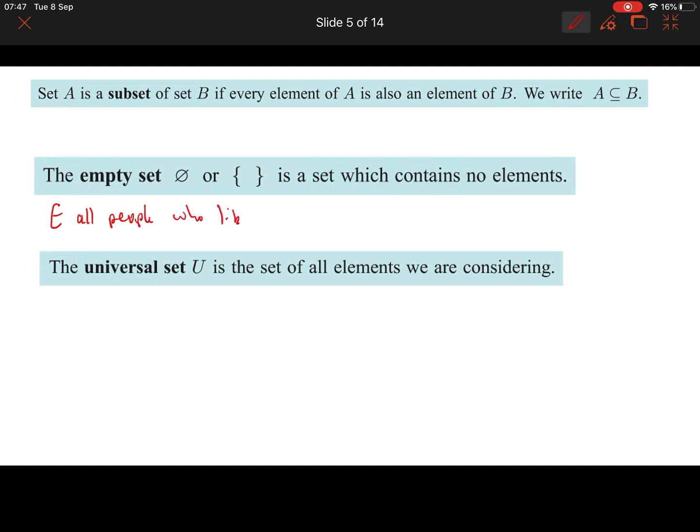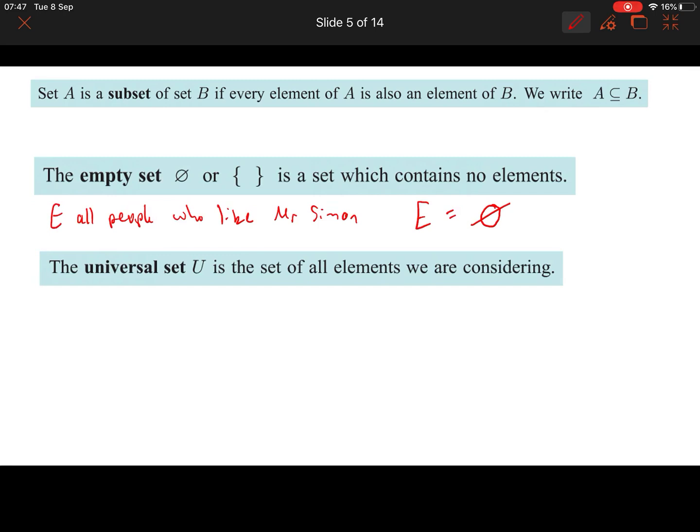The empty set is just a set that contains no elements. So maybe we've got set E is all people who like Mr. Simon, and nobody likes Mr. Simon, so E equals empty. This is how we represent when there's nothing in the set. So I'm very sad, nobody likes me, I'm an empty set.